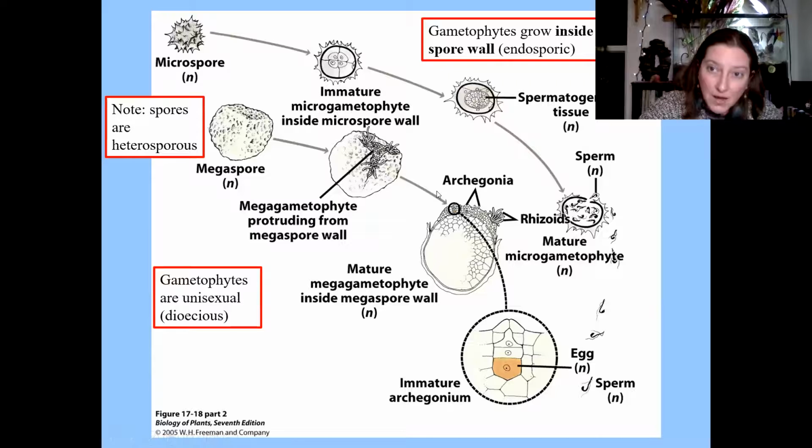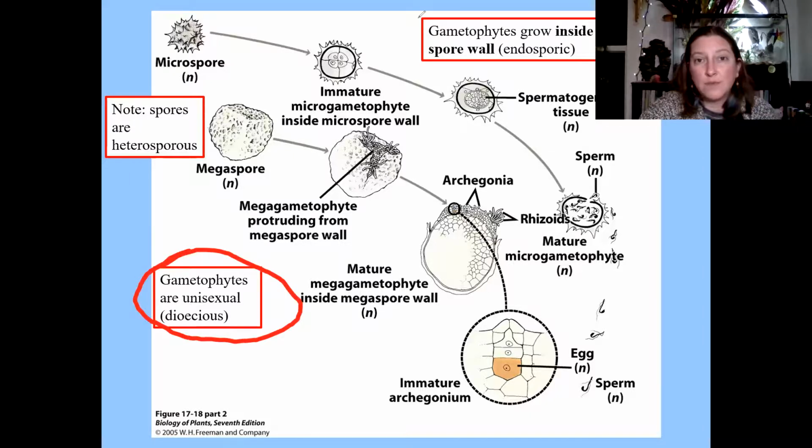And just a reminder, because these are new things, remember the sporophyte plants of Selaginella are heterosporous. The gametophytes in Selaginella are endosporic, meaning that the gametophytes grow inside the spore wall. Because they grow inside the spore wall, and there's two types, we know that there's a male gametophyte and a female gametophyte. We know the gametophytes are dioecious. Okay.